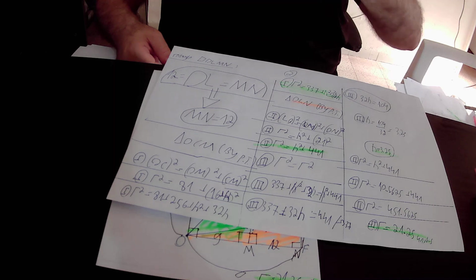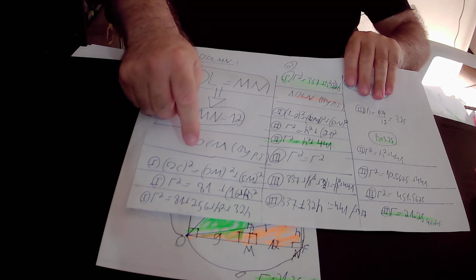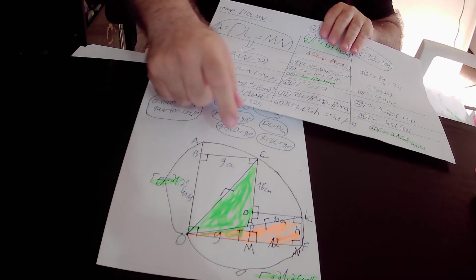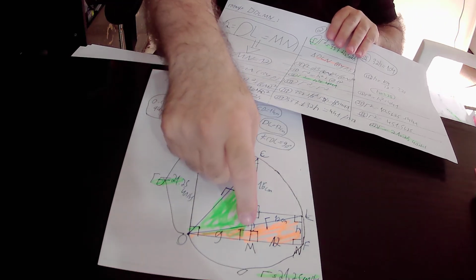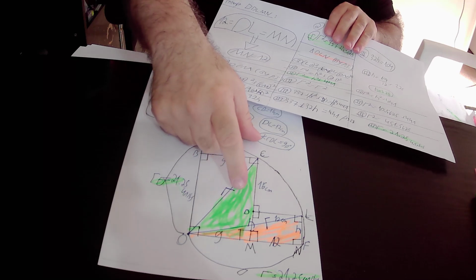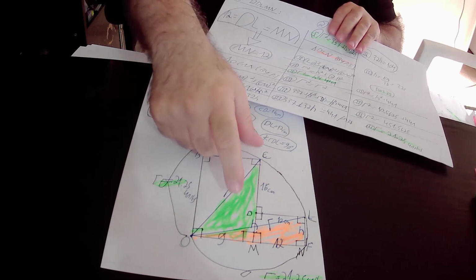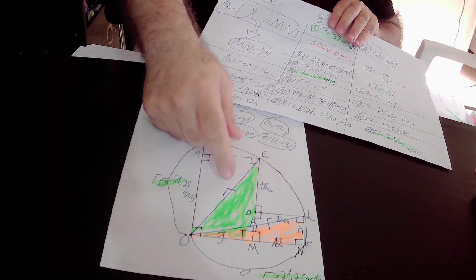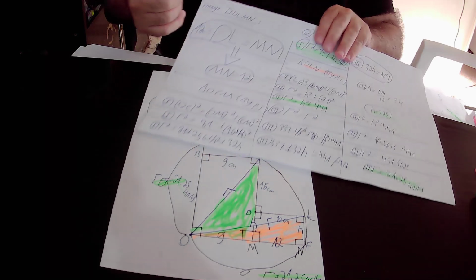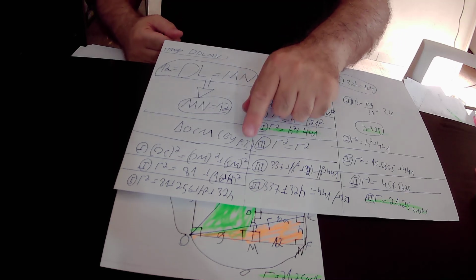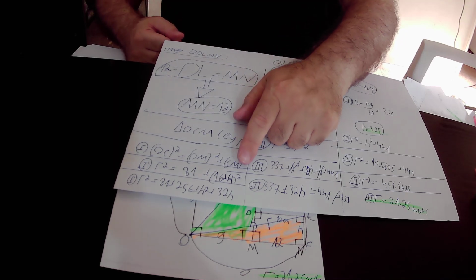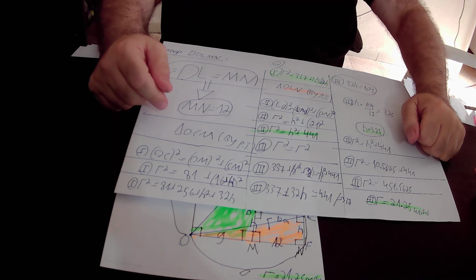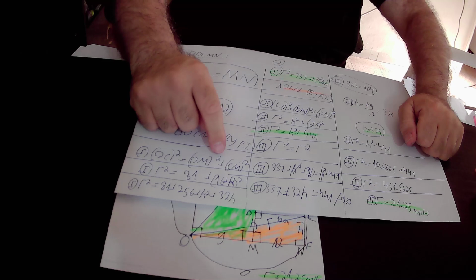CO is R, so CO square is R square. OM is 9, OM square is 9 square, that is 81. CM is CD plus DM, that is 16 plus H. So CM equals 16 plus H, therefore CM square is (16 plus H) square. So according to equation number 1, R square equals 81 plus (16 plus H) square.